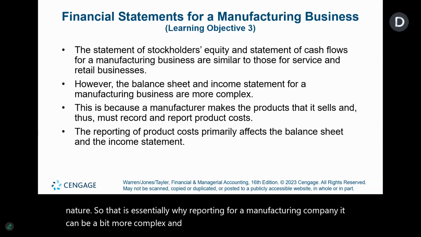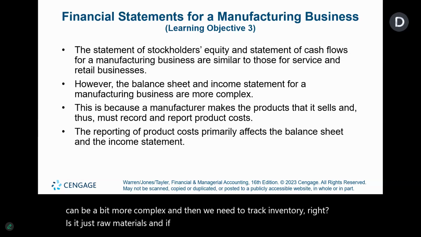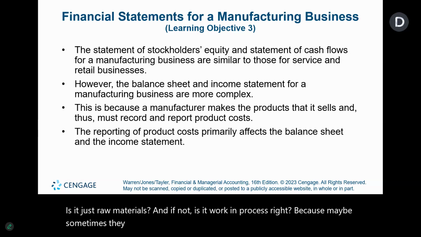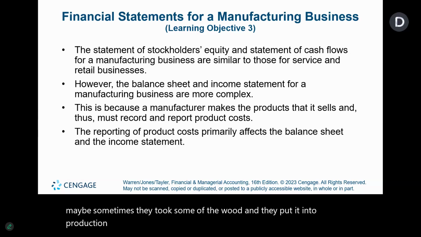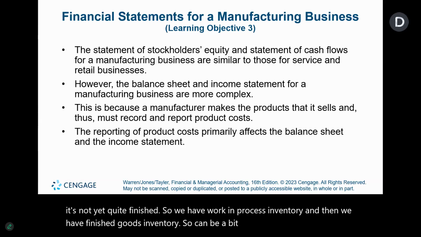And then we need to track inventory, right? Is it just raw materials? And if not, is it work in process? Because maybe sometimes they took some of the wood and put it into production, but it's not yet quite finished. So we have work in process inventory, and then we have finished goods inventory. So it can be a bit more complex for a manufacturing company.